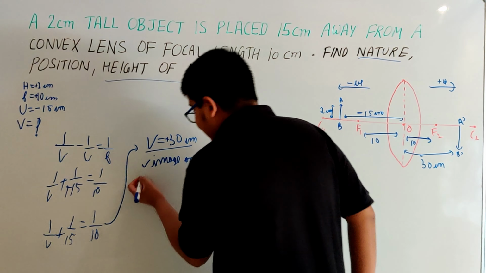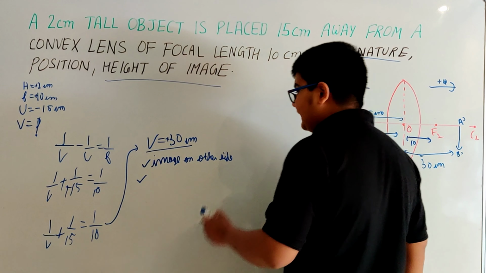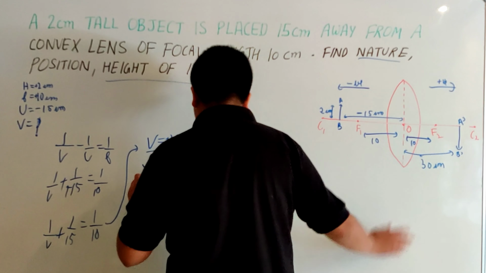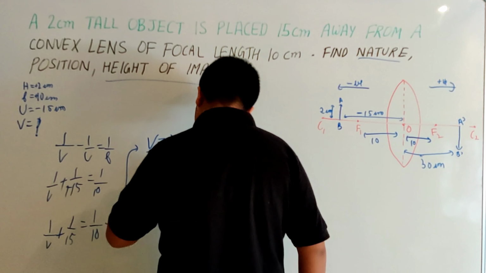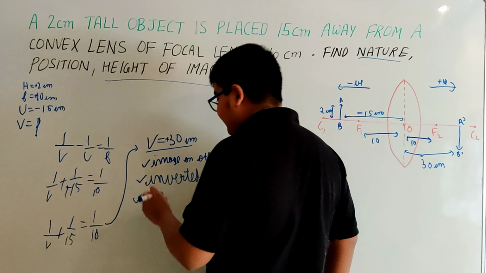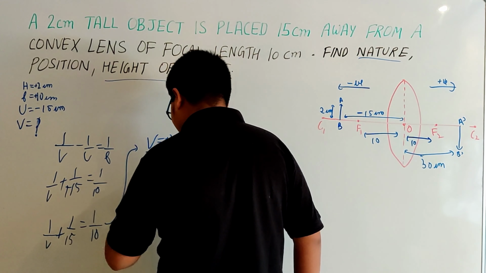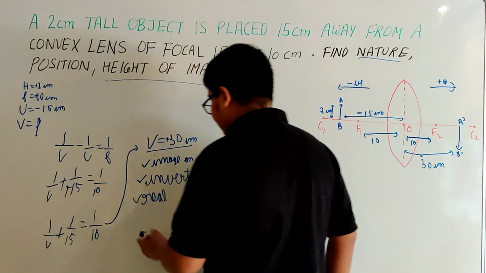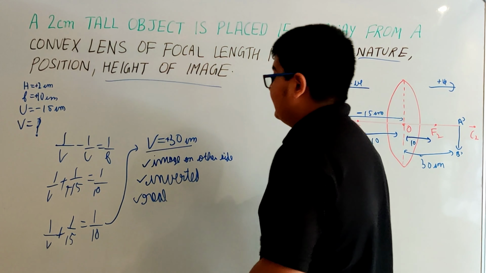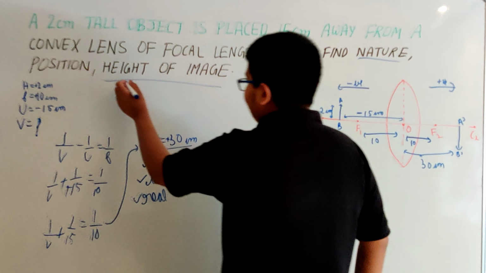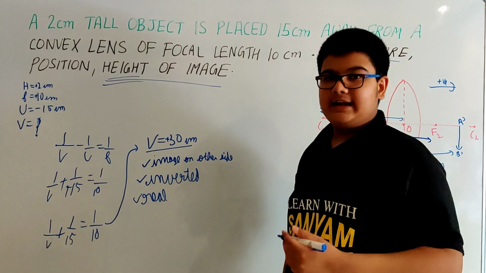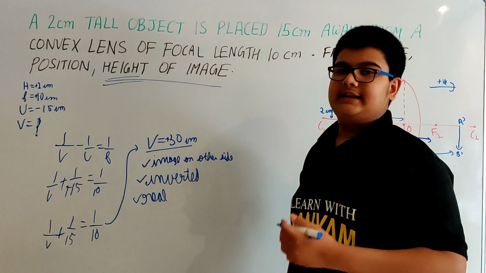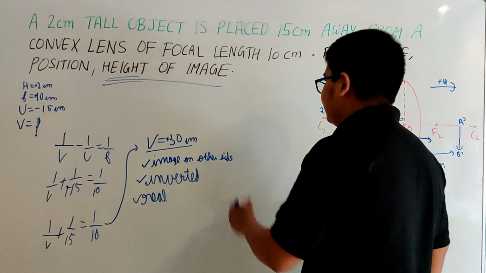But apart from this, we will also get that the image is inverted, as you can see here. And as the image is inverted, all inverted images are real. But apart from this, we also have to find the height of the image. So how will we get the height? For that we will have to use the second formula, that is the magnification formula.